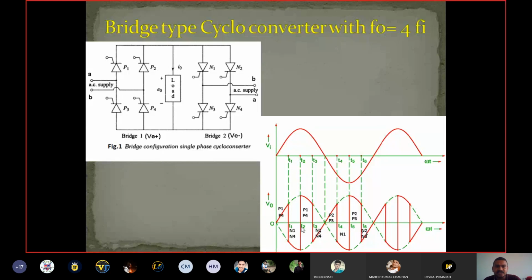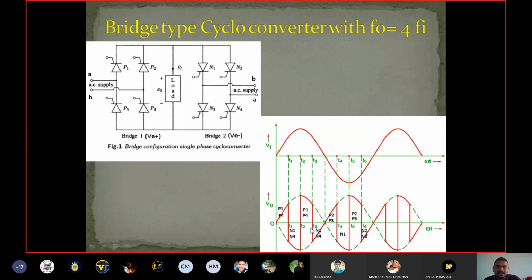Now at the T2 instant, we make N1 and N4 off by force commutation. At the same instant, once again we trigger P1 and P4. So once again P1 and P4 become on, and current flows in the path A to P1, P1 to C, C to load, load to D, D to P4, and P4 to negative. So the current direction is positive, and we are getting the positive output. From T2 to T3, P1 and P4 remain on, and we are getting the positive output.